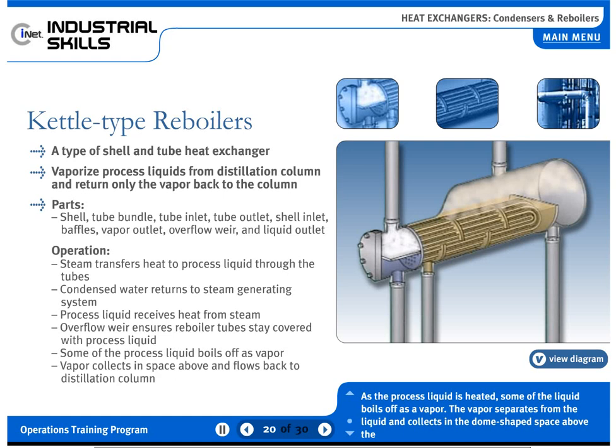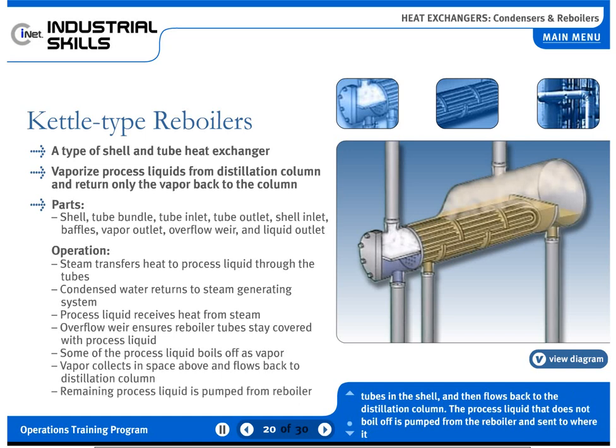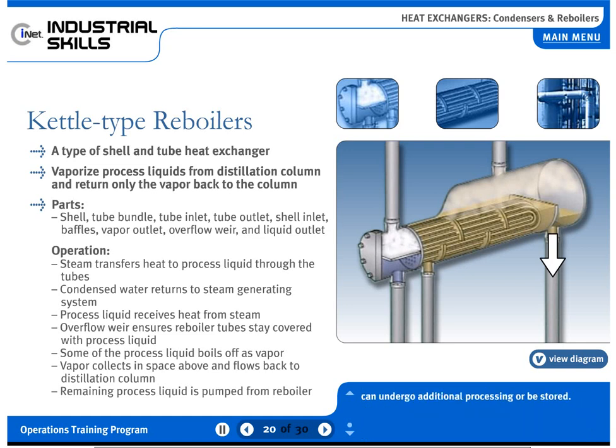The vapor separates from the liquid and collects in the dome-shaped space above the tubes in the shell, and then flows back to the distillation column. The process liquid that does not boil off is pumped from the reboiler and sent to where it can undergo additional processing or be stored.